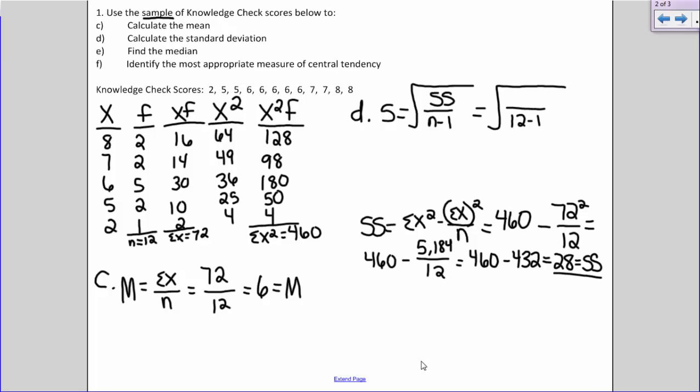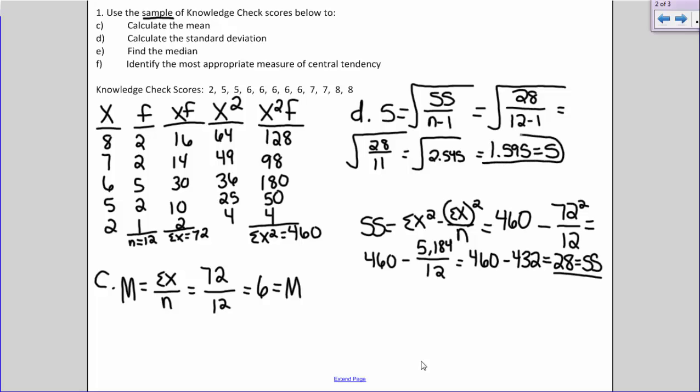Now I can plug that in to the formula for my standard deviation. So we have 28 in our numerator. First thing we need to do is solve for the denominator because we don't know what we're dividing by yet. So keep my square root. Don't forget to recopy it down or you will forget it in the end. So we have 28 divided by 12 minus 1, which is 11. 28 divided by 11 gives you 2.545. And the square root of 2.545 is 1.595. And that, my loves, is the standard deviation for the sample.